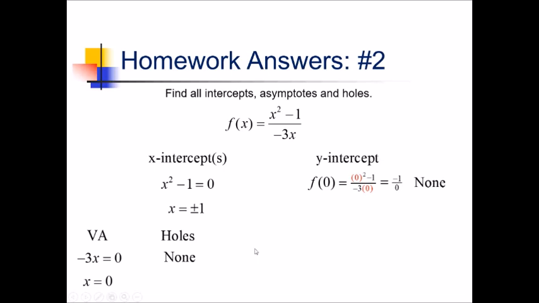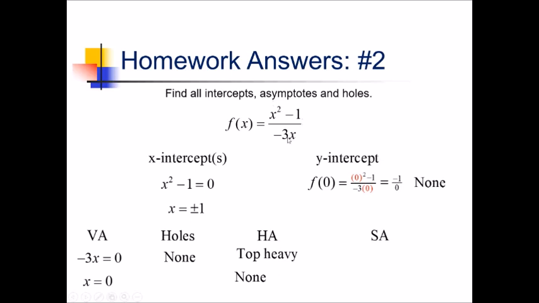For horizontal asymptotes, this is a top-heavy function. The degree upstairs is higher than the linear degree in the denominator. So there's no horizontal asymptote because this is top-heavy. However, there is a slant asymptote if we divide the numerator by the denominator.